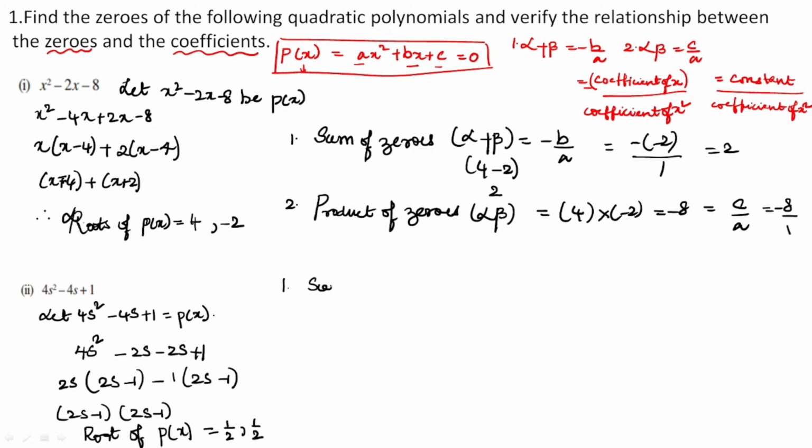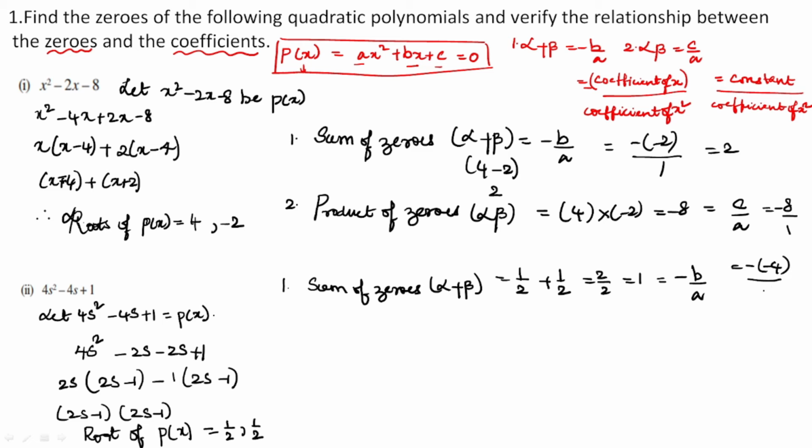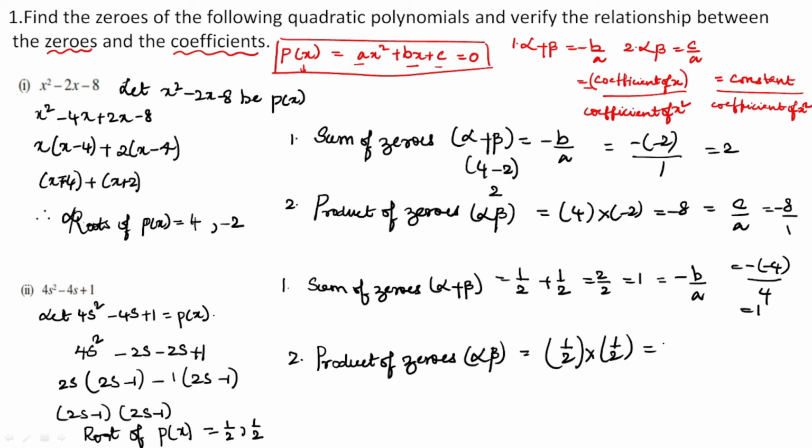First, the sum of zeros, which is alpha plus beta, is equal to 1 by 2 plus 1 by 2, which is 2 by 2, and you're getting it as 1. According to the equation, alpha plus beta is minus b by a. This is going to become negative of negative 4 by 4, which is 1. Then the product of zeros, alpha beta, is 1 by 2 multiplied by 1 by 2, which will be 1 upon 4. This is equal to c upon a, that is nothing but the constant 1 upon the coefficient of x squared, 1 upon 4.